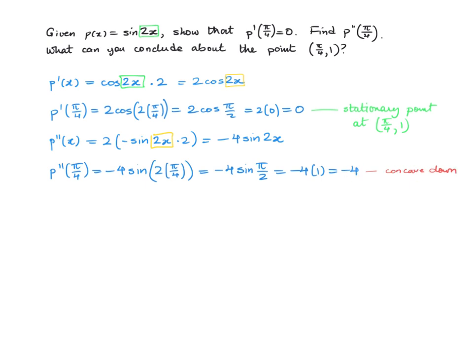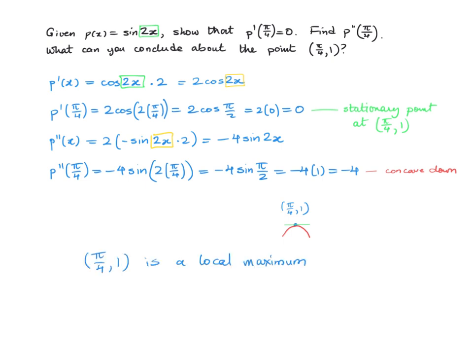So we're going to put these two things together. Here's the point pi over 4 comma 1. We know it's a stationary point, which means the tangent line has a slope of 0, or the graph is horizontal there. We also know that because the second derivative was negative, the graph is concave down there. So it's going to look like this red graph. Wait a minute, that means that this point has to be a local maximum.